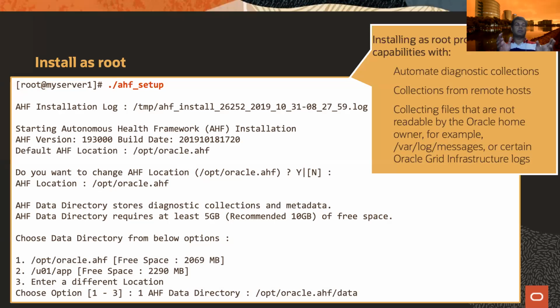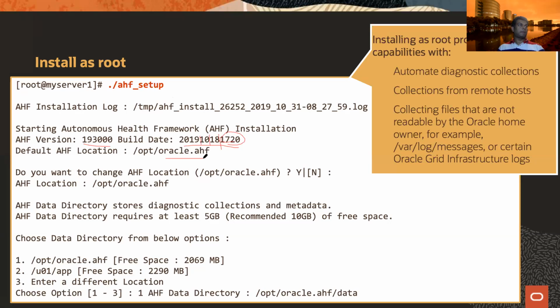How do you install this? By default, it's installed already, but in case you want to reinstall it, or you're installing it on a fresh server, or you want to play with it, this is what you can do. First thing is you download AHF, and there's this utility called AHF setup. It starts, and you can see a build version. This is 19.3, and what date it was built. You can see the time it was built.